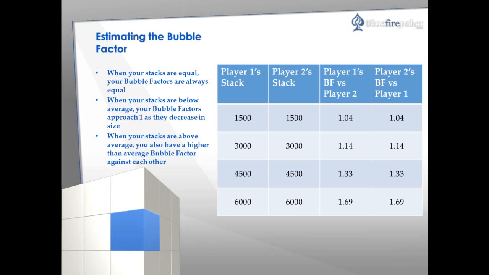And also when our stacks are above average, we have a higher than average bubble factor against each other. So when we both have stacks of 6,000 chips and the third player would only have 1,500 chips at that point, we have relatively high bubble factors of 1.69, which is very close to the average bubble factor on the real bubble. Even though we are already in the money, we still need to be very risk averse against each other in that situation.